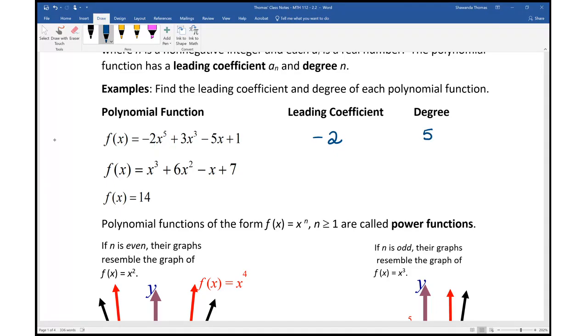Next, we have f of x equals x cubed plus 6x squared minus x plus 7. What is the leading coefficient? It is 1. This is considered to be a 1x cubed, so the degree is 3.